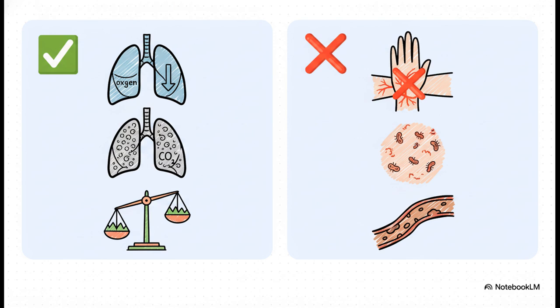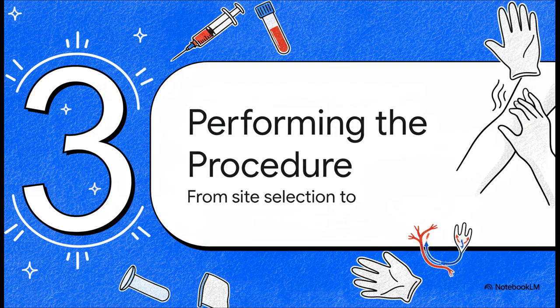But on the other side, there are some serious deal breakers. If that modified Allen's test is abnormal, meaning there's poor collateral blood flow to the hand, you stop. Same goes for an infection right over the site or severe vascular disease. It's just not safe.